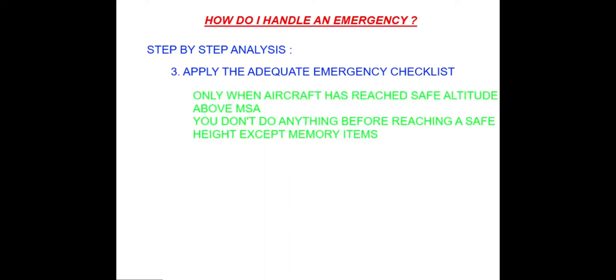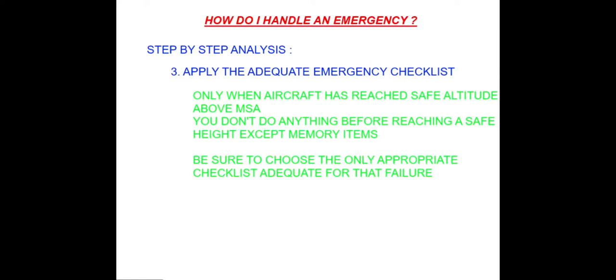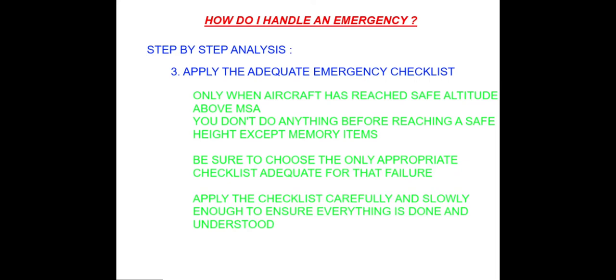Apply the adequate emergency checklist. Only when aircraft has reached a safe altitude above MSA. You don't do anything before reaching a safe height except memory items. Be sure to choose the only appropriate checklist adequate for the failure. Apply the checklist carefully and slowly enough to ensure everything is done and understood.